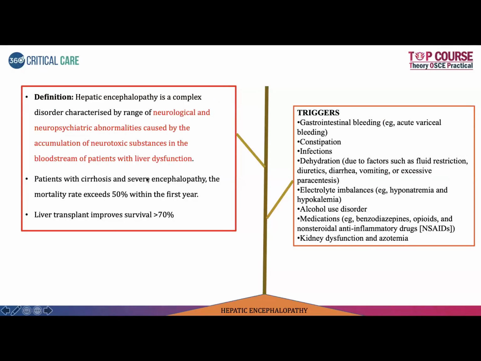NMDA receptor antagonist. We looked into one of the mechanisms being NMDA activation, so thinking of an antagonist, that is memantine. It has some role, but human studies are still lacking. Other things: serotonin antagonists, opioid antagonists, probiotics, fecal microbiota transplant. These are more futuristic.